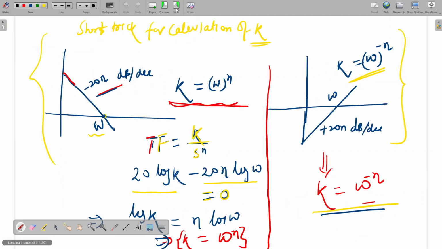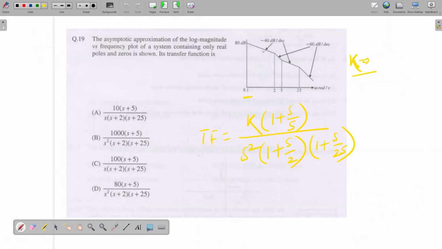Okay. A similar kind of observation we can do here. The starting slope is minus 40. Minus 40 means two poles are there, so K by S square. Again at the first corner frequency 2, after 2 we are getting minus 60. So 40 plus 20 is minus 60. That means at 2 we are adding one pole. Again at 5, after 5 it is becoming minus 40. It means one zero is added, so 1 plus s by 5. Again at 25 it is going to minus 60, so 1 plus s by 25. Is it clear?